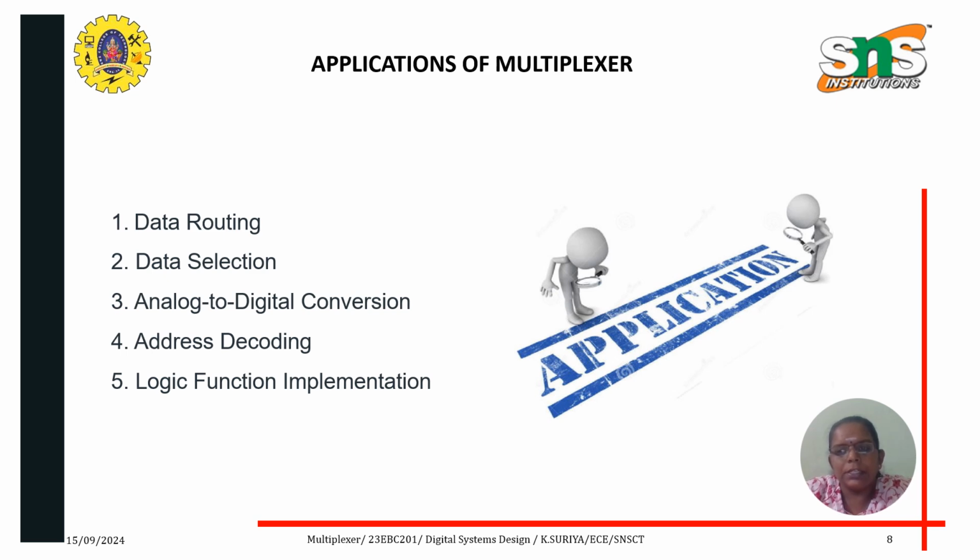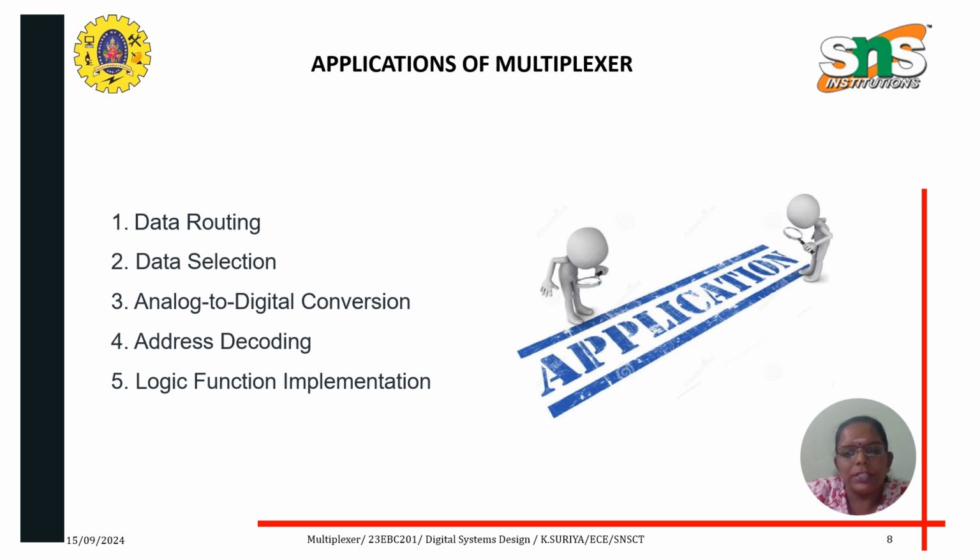Some of the applications of multiplexer are, first one, data routing. The multiplexer is used for data routing in digital systems, where they select one of several data lines and reroute it to the output. Data selection: the mux is used for data selection, where they select the data source according to the select lines.